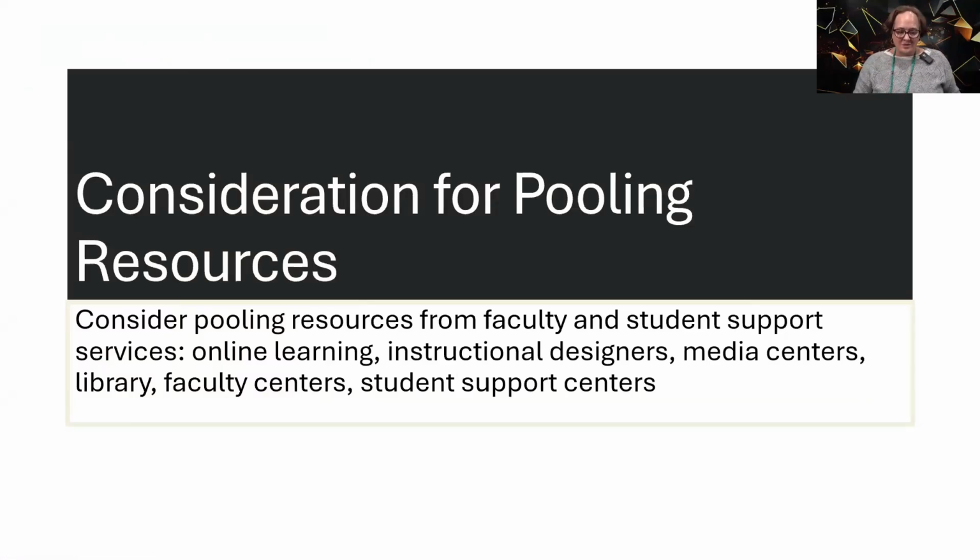The second to last thing I wanted to say is to consider pooling your resources. You have champions for accessibility throughout your campus. Look at your faculty and student support services, your online learning team. Your instructional designers are hidden throughout. Some of you have them over in departments like satellite locations. Your media centers, the library, faculty centers, student support centers. Identify who your key players are.